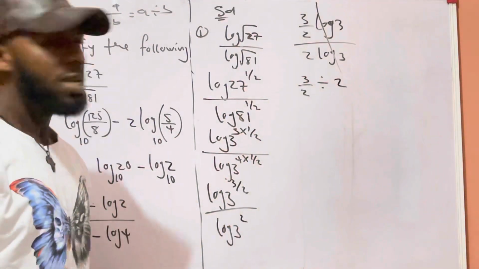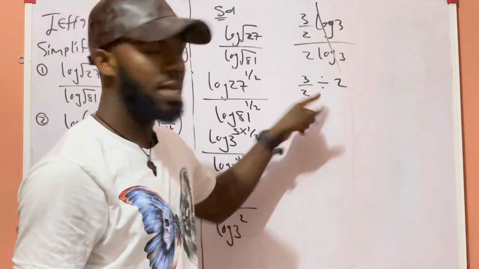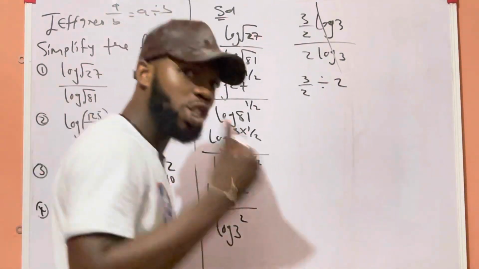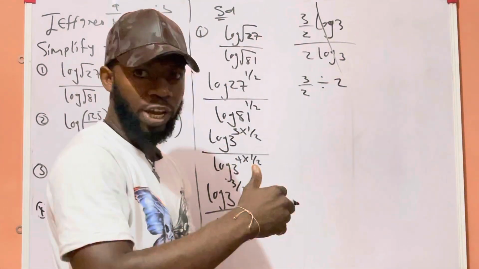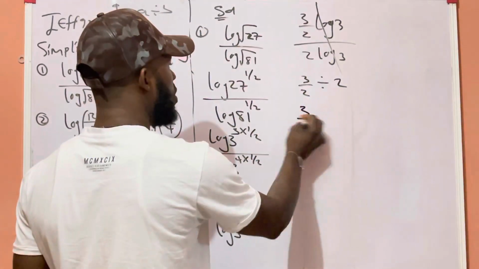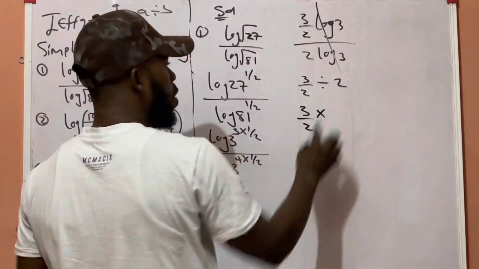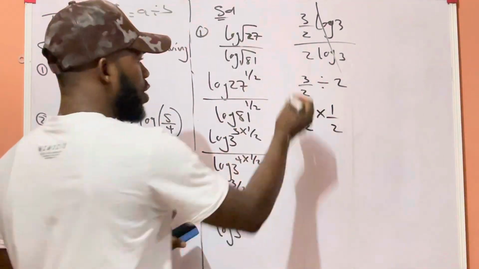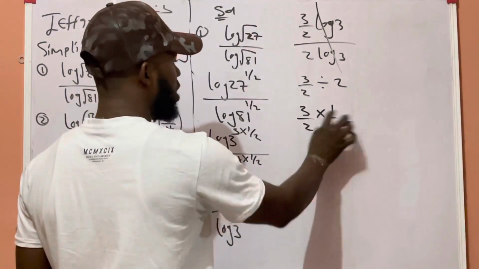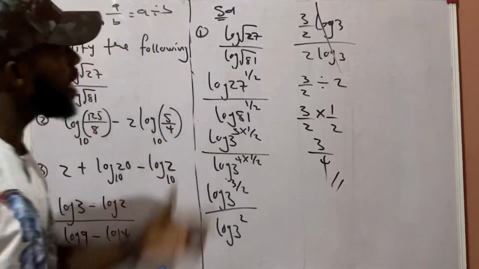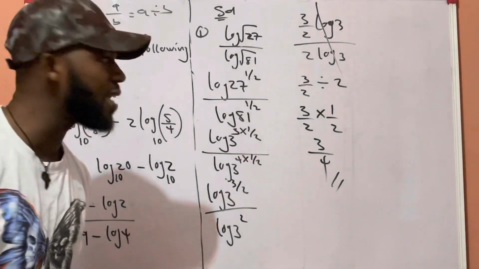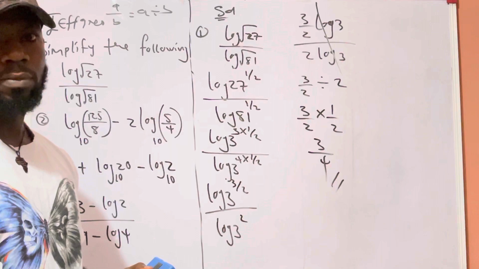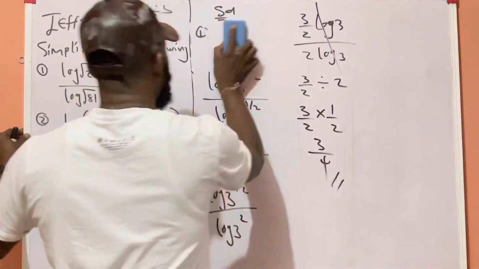2. Now, in mathematics, division changes to times. Now, when division changes to times, the fraction after the division sign reciprocates. So here becomes 3 over 2. Division becomes times. When 2 reciprocates, it becomes 1 over 2. Now class, 3 times 1 will give us 3, and 2 times 2 will give us 4. So it means when we simplify log root 27 over log root 81, our answer will be 3 over 4. Now class, taking us to question number 2.